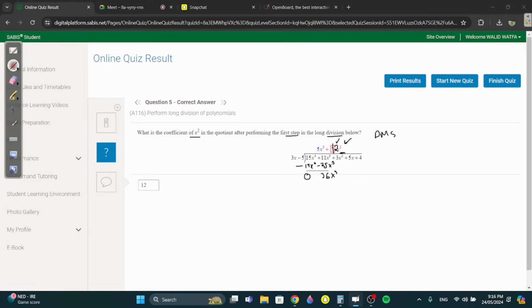And they give us the x squared, so all they want is the 12. That's all you need. You don't have to continue solving. They just want this part over here.